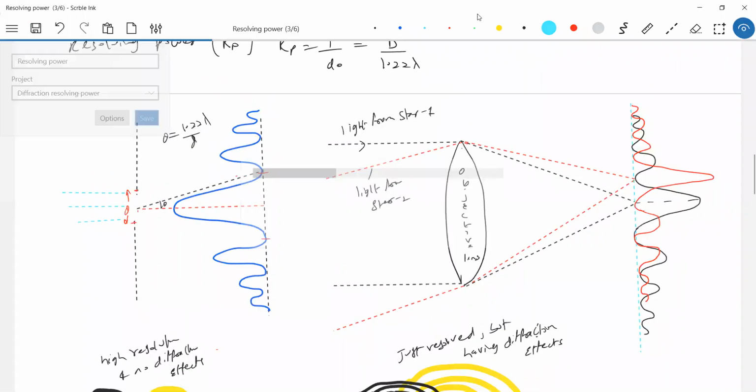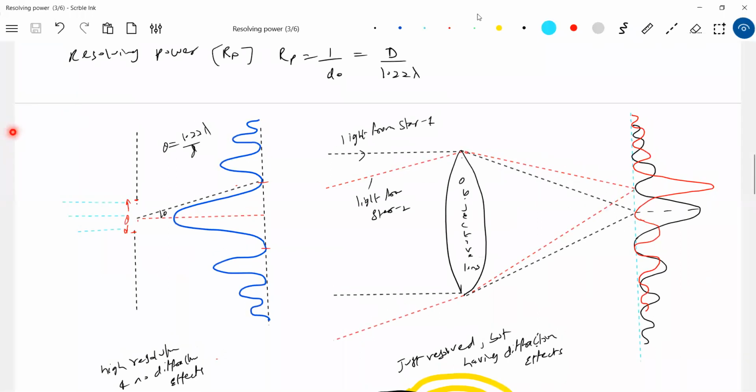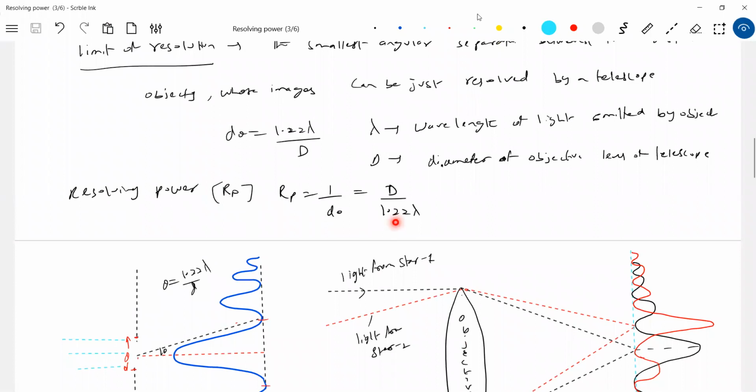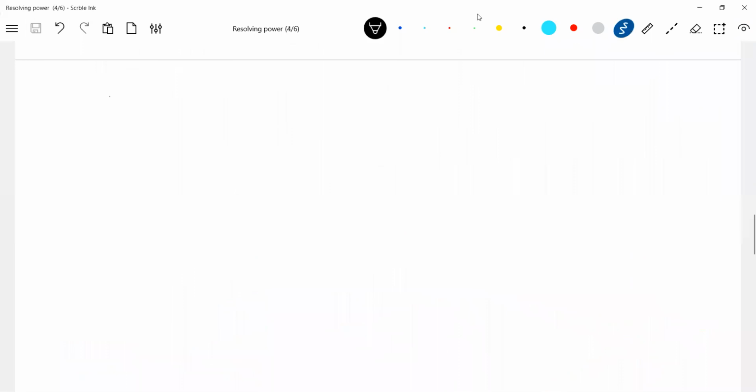Why 1.22? If the telescope I'm using were of a rectangular shape, then this 1.22 will not come. If I use a telescope of this kind, I'll bring the diagrams here, it'll be easier. There's a telescope with a circular aperture. What will the limit of resolving power be? Resolving power will be D by 1.22 lambda. What is D? This one.